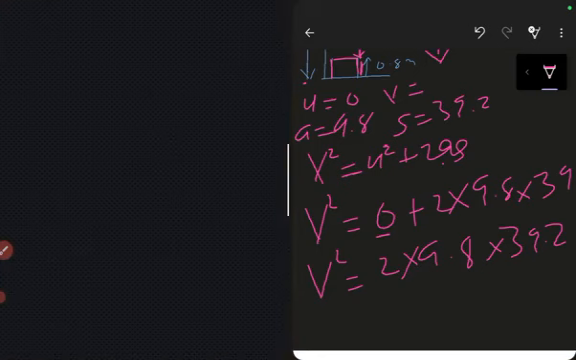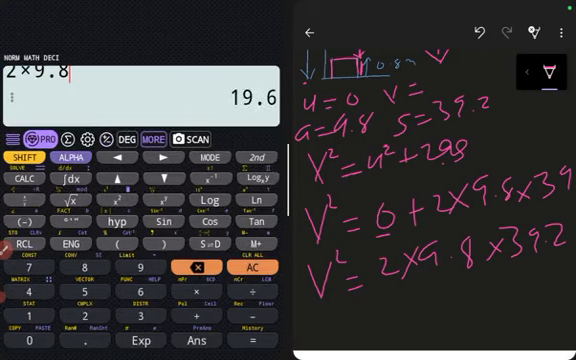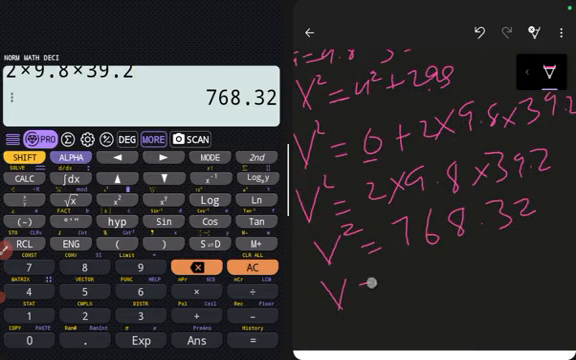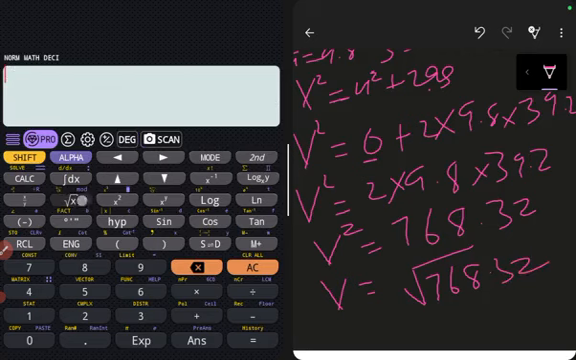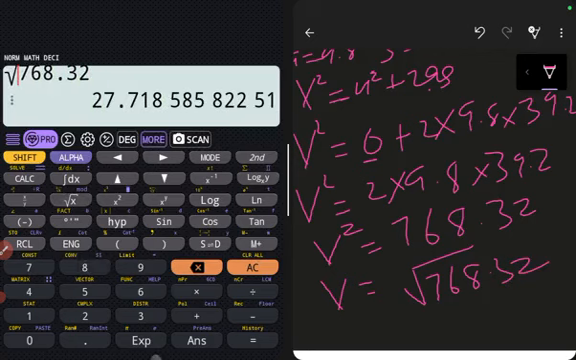So we have 2 multiplying 9.8, 2 times 9.8 times 39.2. So that will give me v squared is equal to 768.32. So to get v, I'll have to take the square root of both sides, which is the square root of 768.32. I took the square root, which is 27.71.